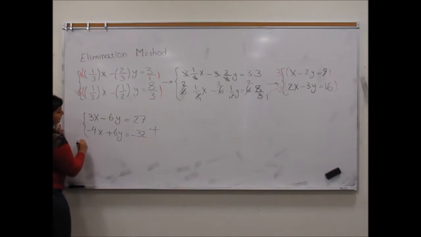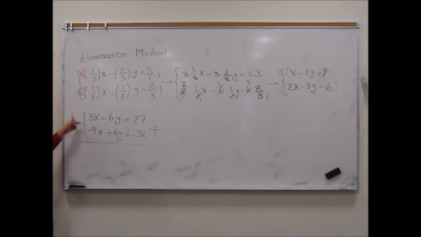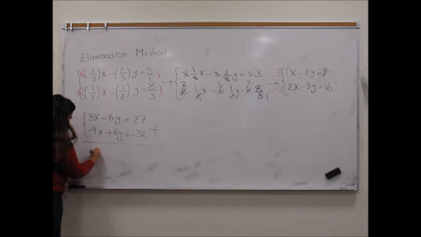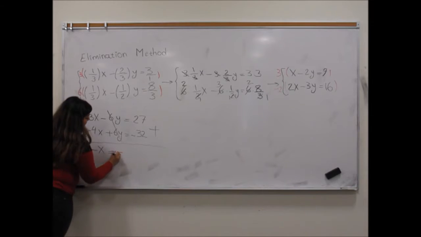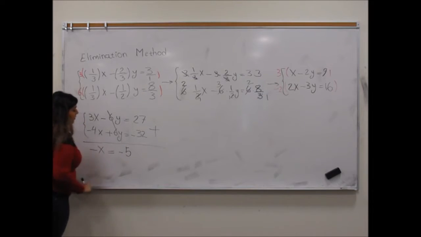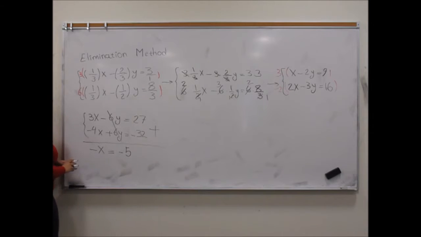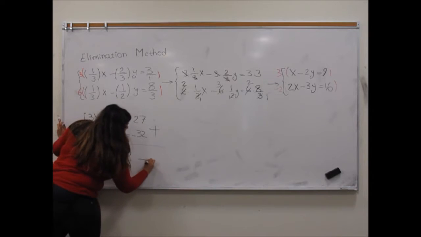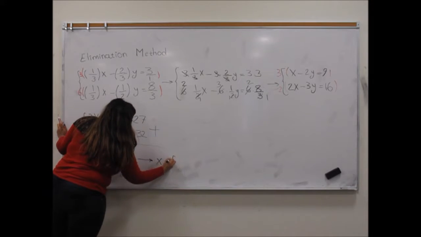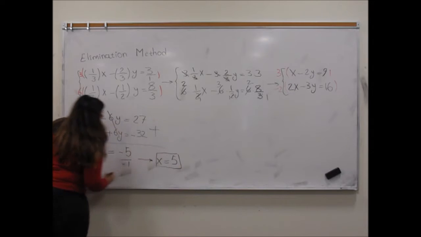Now it's time to add them. 3x minus 4x is just negative x. Negative 6y plus 6y, we're good, they're going to cancel each other out. Negative 32 plus 27 is negative 5. So divide both sides by negative 1. I'm going to get x is equal to 5.